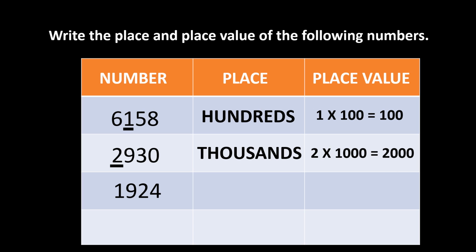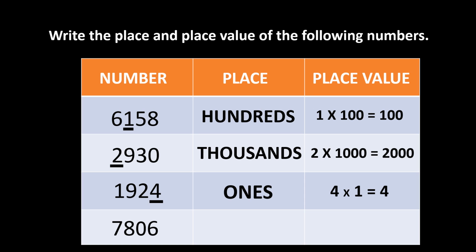Let us look at the third number, 1924. Here we have to find the place and place value of 4. 4 is in ones place. So, place value we can calculate by 4 into 1 is equal to 4.